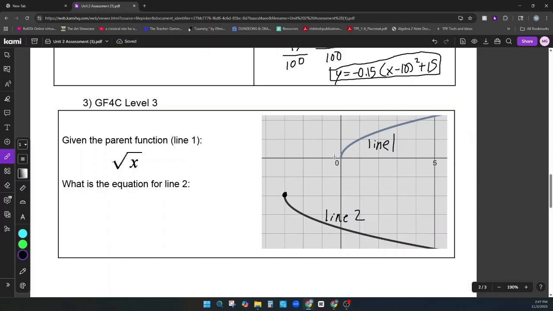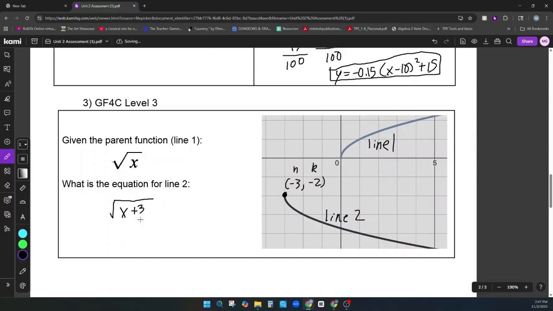My line 2 starts at negative 3, negative 2. Meaning that my H is going to be negative 3, my K is negative 2. So I'm going to start writing that out. I know my H value is always directly next to my X value and is inside of whatever's happening to X, so I know it's going to be under my radical. So I'm going to write X plus 3.